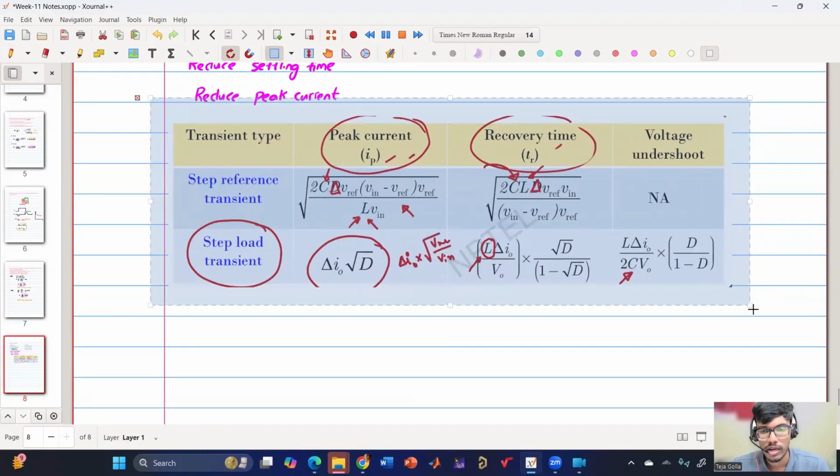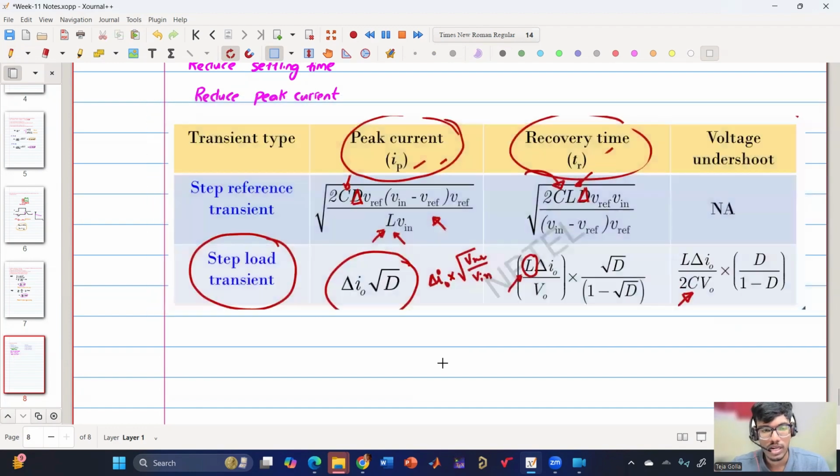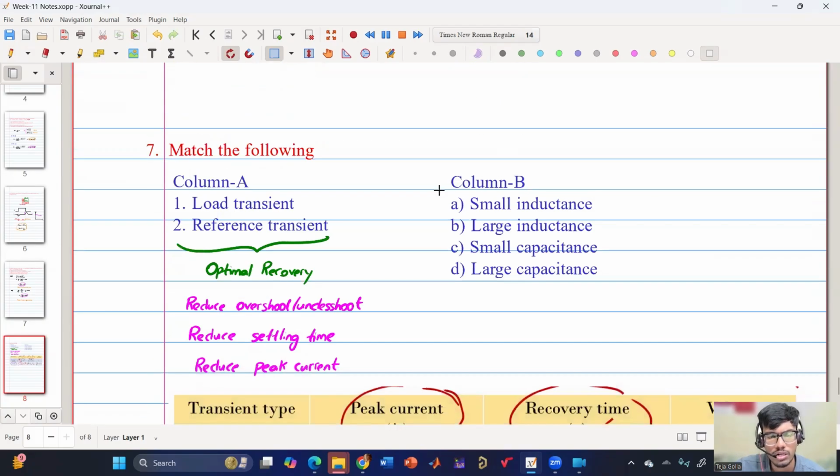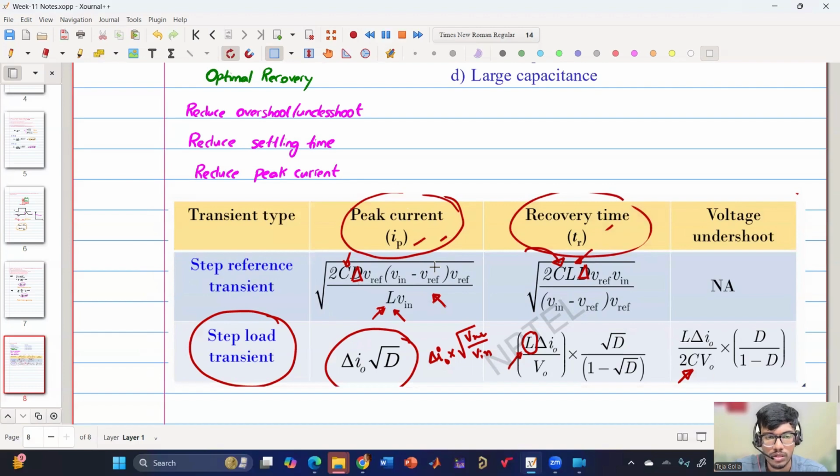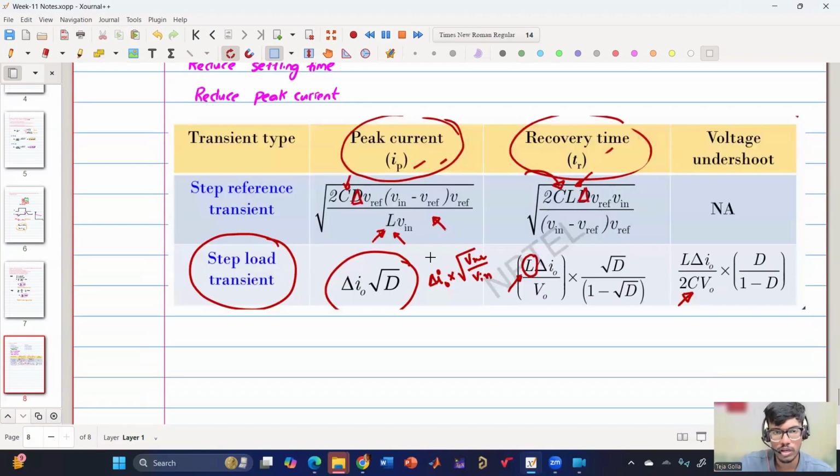So if we consider the step reference transient, the peak current is 2C into delta V reference, (V in minus V reference) into V reference by L V in. In our question, all are fixed except inductance and capacitance. So you tell me whether we need high peak current or low peak current. Low peak current. So for low peak current, what should be the capacitance and what should be the inductance? Small capacitance and a large inductance.